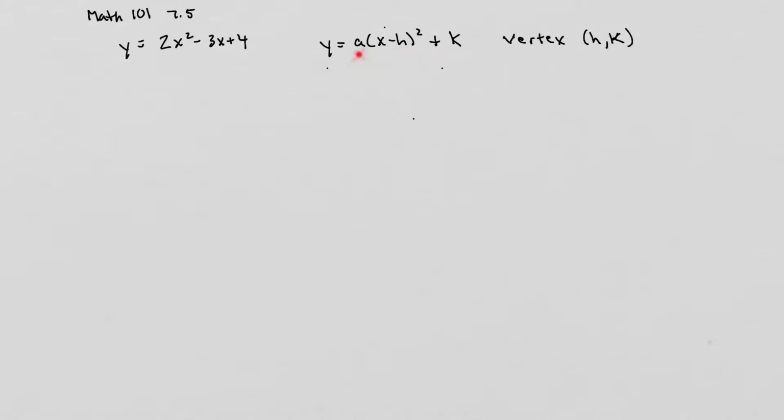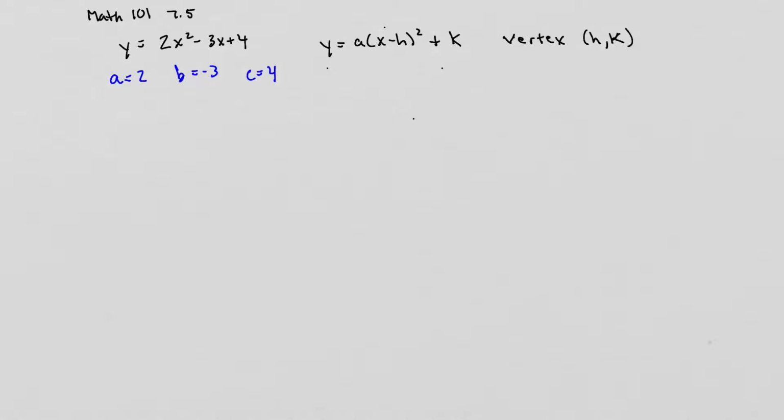We know the a is right here. The a is 2, b is negative 3, the number times x, and c is 4, the number with no x at all. So we want to use the a, b, and c that we have to find the h and the k.